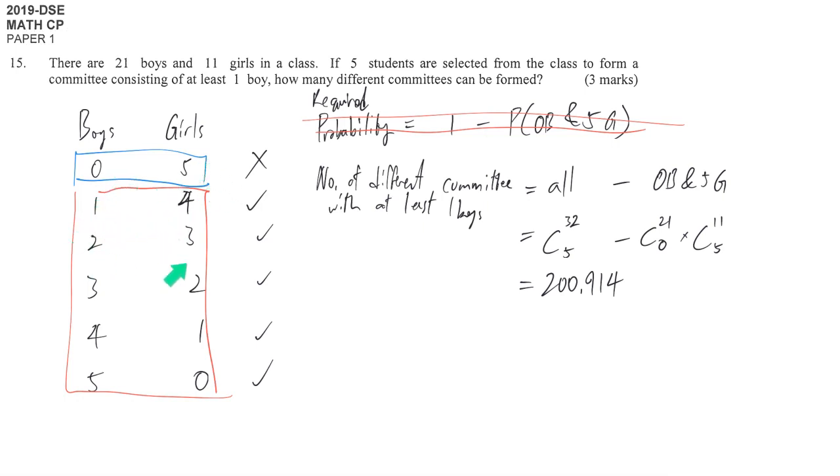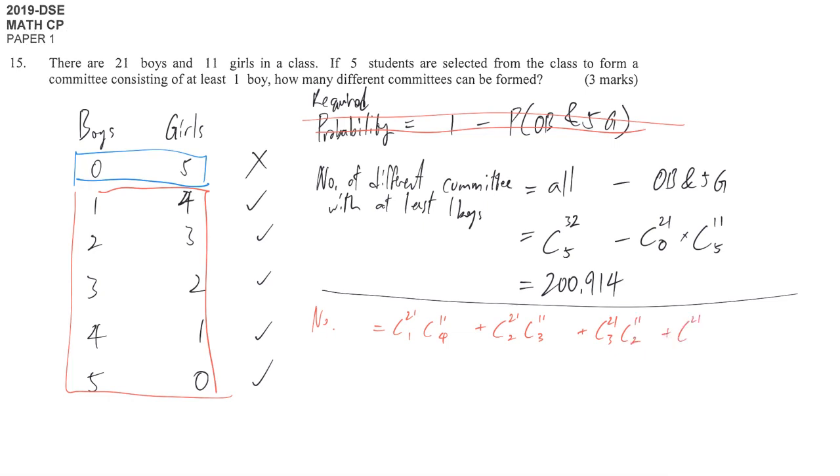Maybe you want to calculate case by case here. It's totally fine. If you try to do so, the number is equal to: among 21 boys we choose 1, among 11 girls we choose 4. Another situation, among 21 boys we choose 2, 11 girls we choose 3; 21 boys we choose 3, 11 girls we choose 2; 21 boys we choose 4, and then 11 girls we choose 1. Finally, 21 boys we choose 5, and then 11 girls we choose none of them. You also get the same answer.